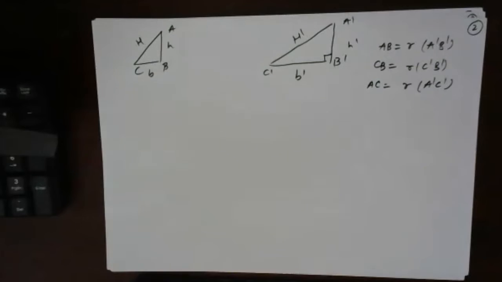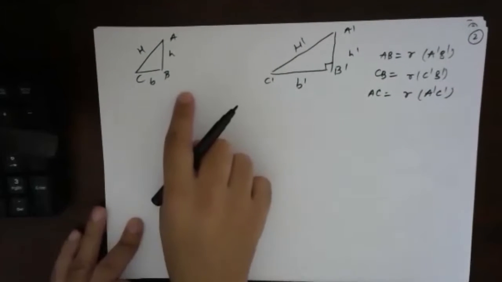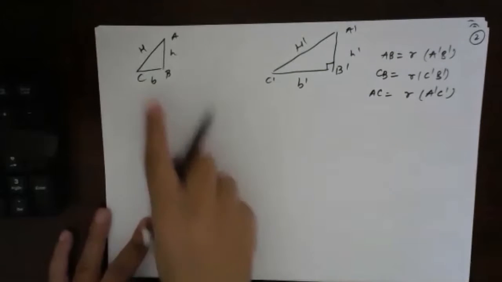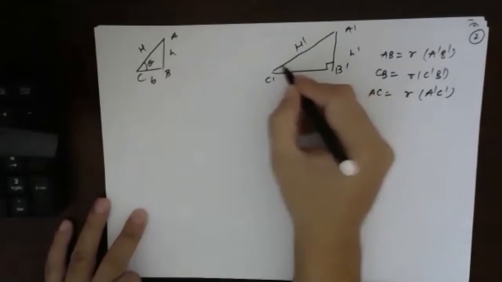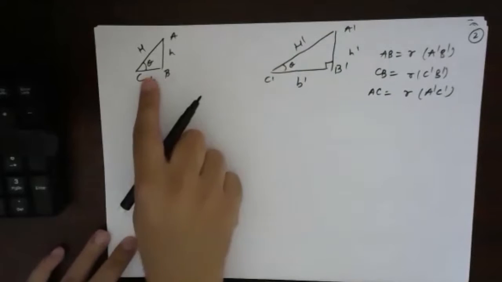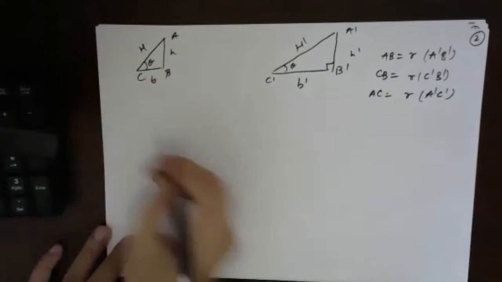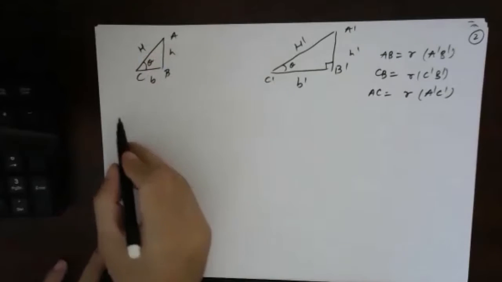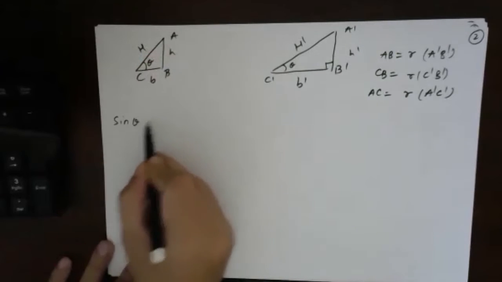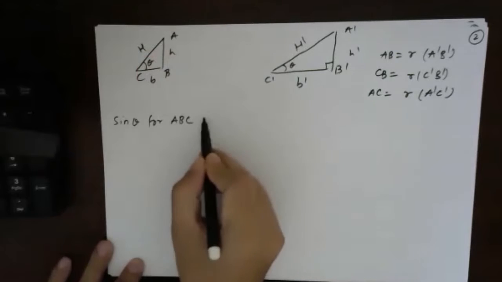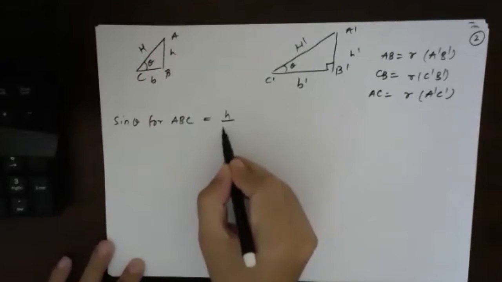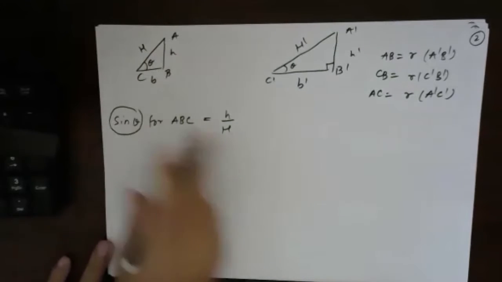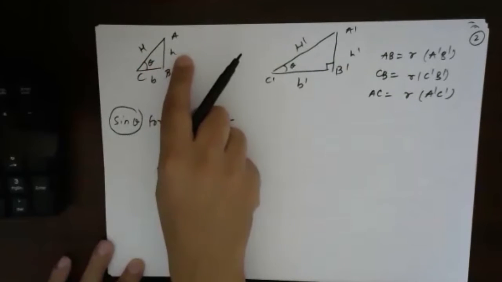Now see, if I try to write the sine of theta, so this was theta, right? I know sine theta I will take as the ratio of small h upon capital H. So sine theta for ABC will be h upon capital H. This is a ratio defined. This sine theta is the ratio defined. That means for any angle, opposite upon hypotenuse.